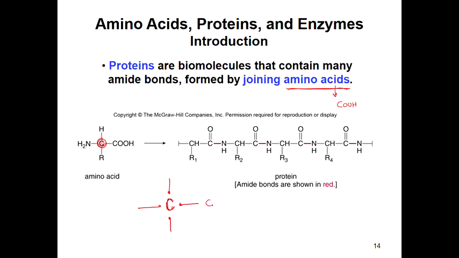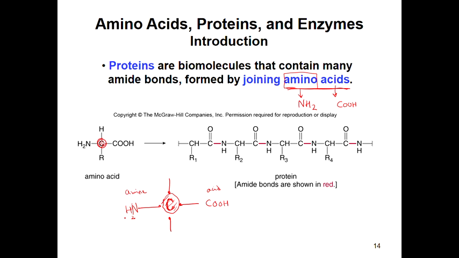So on one side we have COOH. On the other side, we have a group we call amine. Amine is the NH2 group, so I write NH2 here. This part is amine, this part is acid. So if we have a carbon atom with one side amine and one side acid, we call that an amino acid.